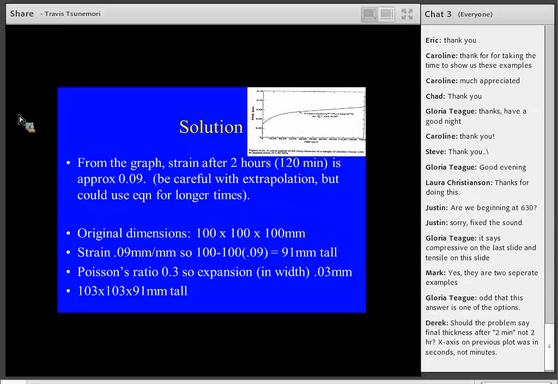So 100 minus that little bit of compression. What's interesting, this is a whole lot more than what the steel compressed. This has actually gone down 9 millimeters. It's gone down a fair amount in a couple of hours. Now, it's also going to expand. And if Poisson's ratio was given to us as 0.3, then there will be an expansion. And again, that is proportional to the strain in the other direction. So we're going to have 0.3 times the 0.09, or 0.03 millimeters. So it's getting wider by that amount. So we're going to have 103 by 103 millimeters, getting fatter, but it's 91 millimeters down.